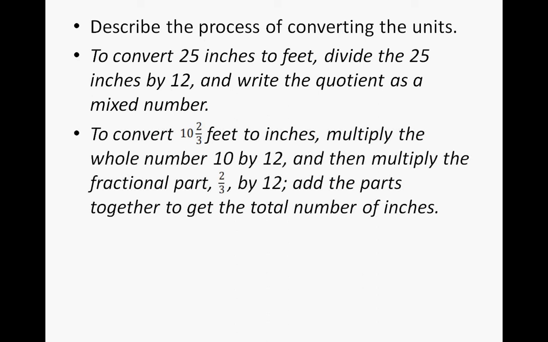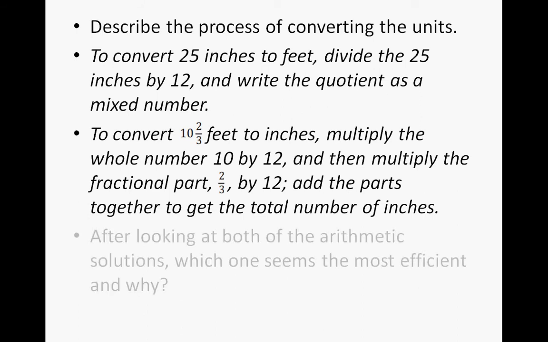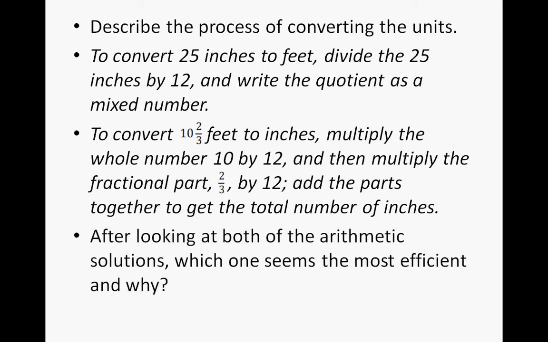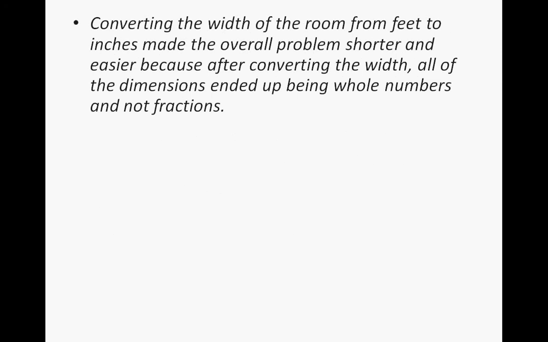Or to convert 10 and 2/3 feet to inches, we have to multiply the whole number 10 by 12 and then multiply the fractional part 2/3 by 12 and then add those two parts together and get the total number of inches. So after looking at both of the arithmetic solutions, which one seems the most efficient and why? Well, converting the width of the room from feet to inches made the overall problem shorter and easier because after converting the width, all of the dimensions ended up being whole numbers and not fractions.